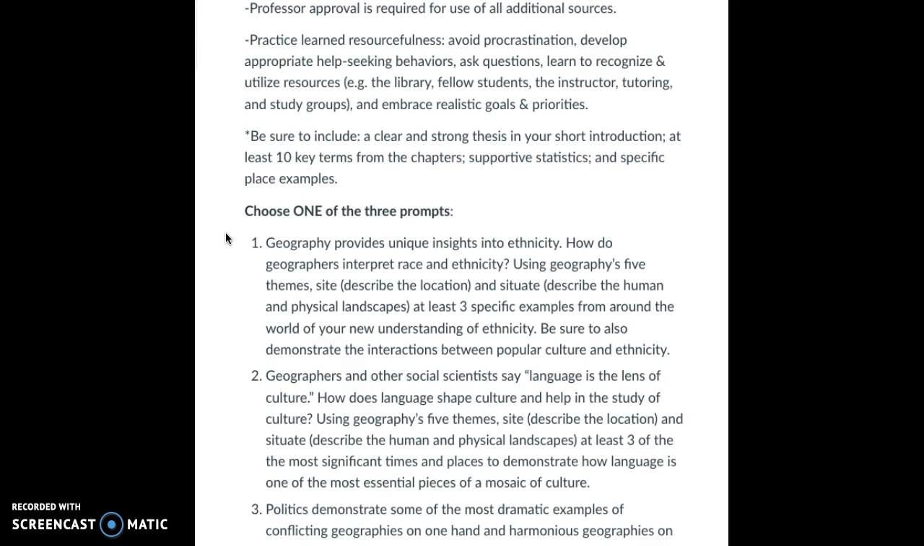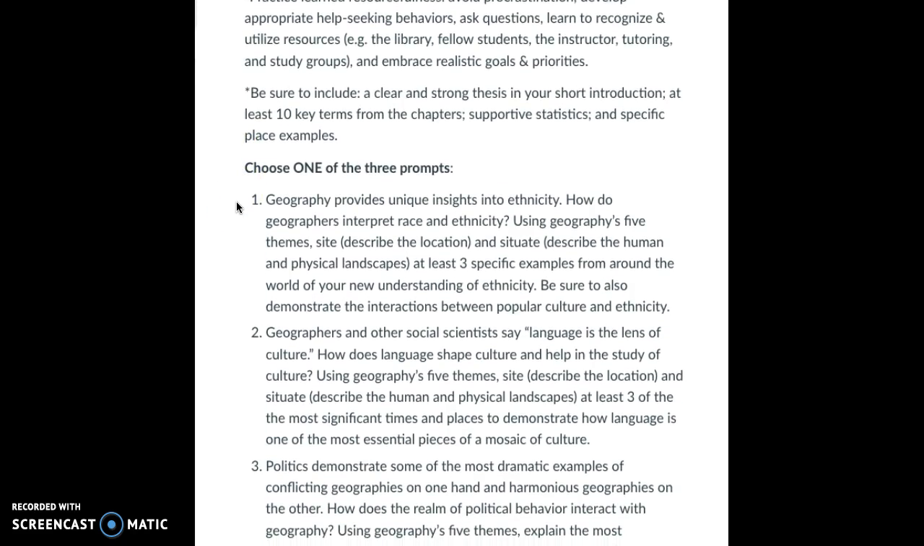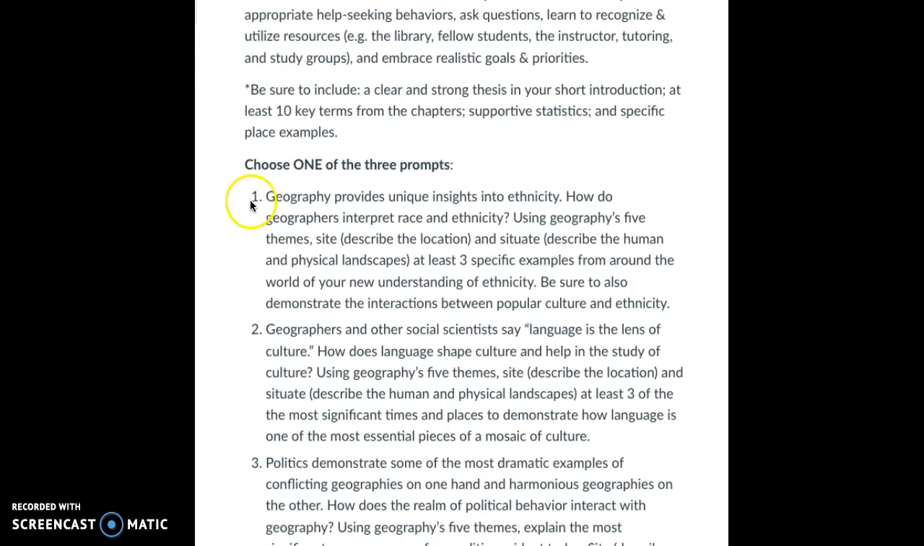And here I just give you some recommendations on practicing learned resourcefulness. And then also the starred point here: be sure to include a clear and strong thesis in your short introduction and at least 10 key terms from the chapters. There's been over 3 chapters in this unit, as well as a peer-reviewed journal article. So there shouldn't be any lack of key terms that we've studied, as well as supportive statistics and specific place examples. I keep emphasizing this to you.